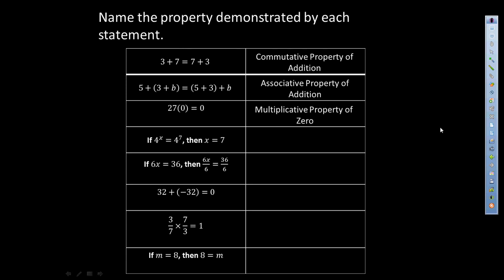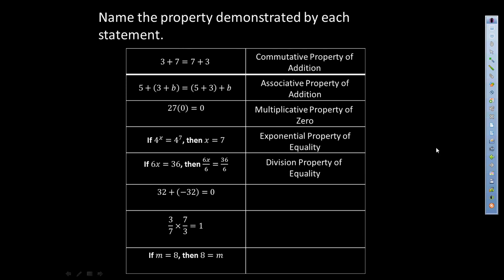The next example says if 6x is equal to 36, then 6x divided by 6 is equal to 36 divided by 6. Notice we're dividing both sides of the equation by the same value. That's an example of the division property of equality. Next, we have 32 added to negative 32 is equal to 0. 32 and negative 32 are opposites of one another, and we call those opposites additive inverses. The sum of a pair of additive inverses is always 0 because the two numbers are opposites of one another.